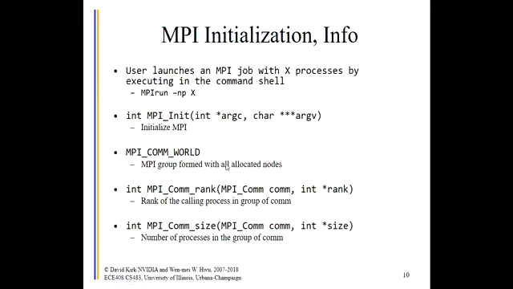So there is an important constant called MPI com world, and this essentially tells all these communication mechanisms that the scope of the communication is all the MPI processes and nodes assigned to this particular application. So whenever you use this constant in the MPI com parameter, that means that you are trying to reach out to all the nodes assigned to the application.